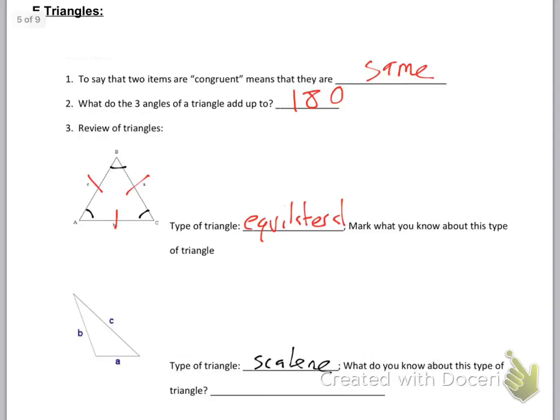Okay. So, what do you know about this type? All sides and angles are different. So things are different. There's nothing that's the same. It comes in handy to know some of these things.